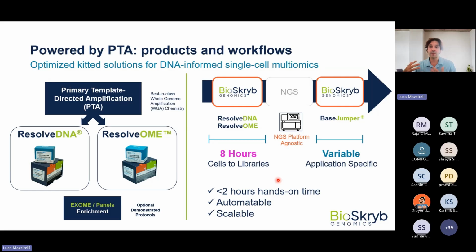We provide reagents for library preparation. Usually those libraries are compatible with all Illumina short read sequencing. So we do create libraries compatible with Illumina, but you can convert the libraries to other platforms with conversion kits. And we also offer a platform for data analysis, which is called BaseJumper.